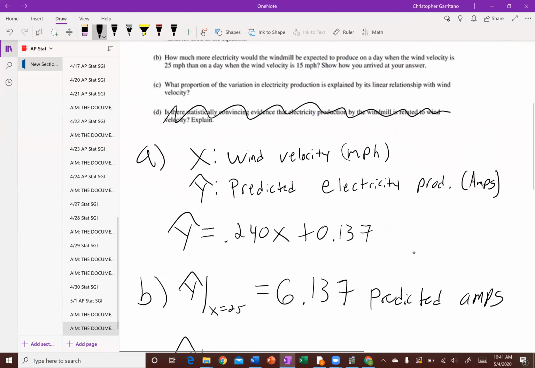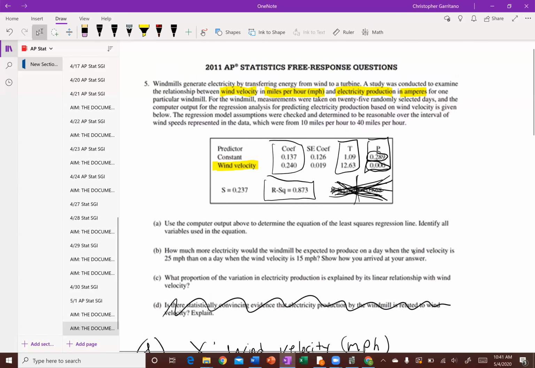And how do we determine positive or negative? Well, look at the coefficient of the slope. If the slope coefficient is negative, then R would be negative. If the slope coefficient is positive, then R would be positive.